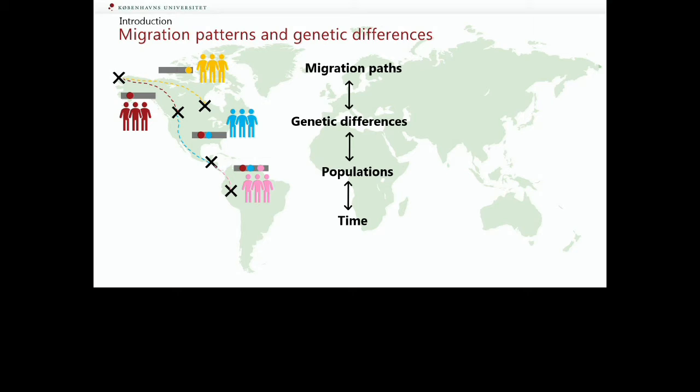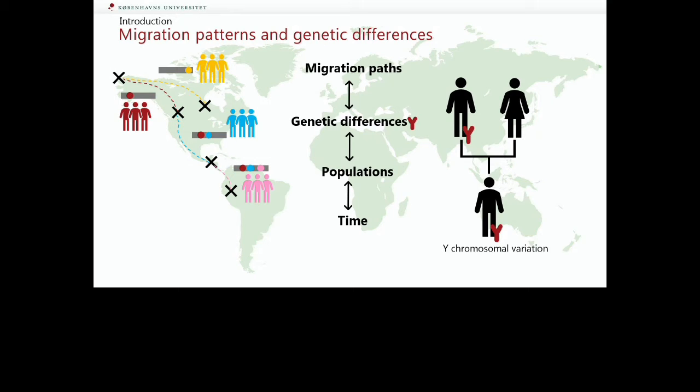And the genetic differences that we find to be very interesting are genetic differences in the Y chromosome, because the Y chromosome is nearly entirely transmitted from the fathers to the sons. But this, of course, also means that by looking at only the Y chromosome, we are actually looking at male migration patterns.